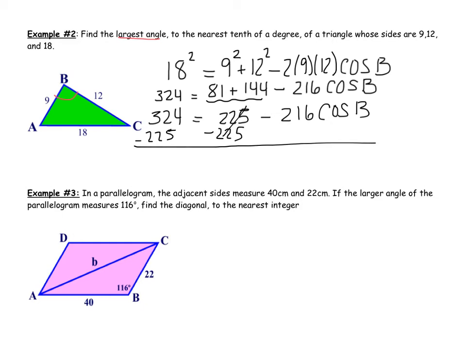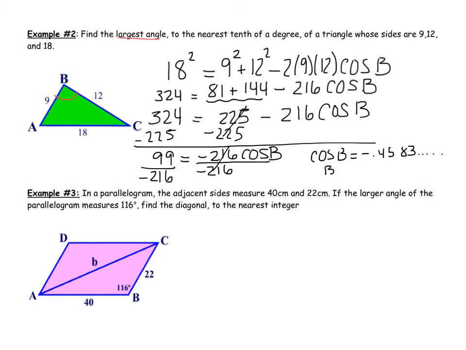So in the calculator, 324 minus 225, you get 99. So 99 is equal to negative 216 cos B. How do I get B by itself? Divide by negative 216. So 99 divided by negative 216, you get negative 0.4583. So cosine of B is equal to negative 0.4583.